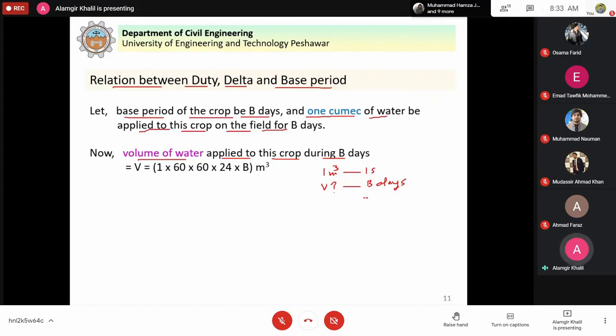So that will be equal to 24 multiplied by 60 multiplied by 60. Clear? So this is in cubic meter. This is how it comes.